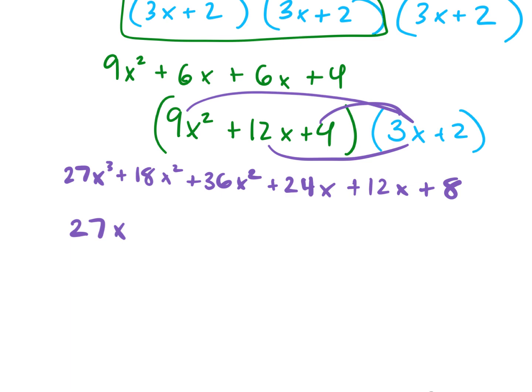Combine our like terms, 27x cubed. Then we have 18 plus 36 would be 54. Plus 54x squared plus 36x plus 8.